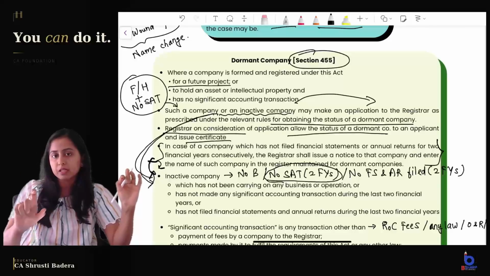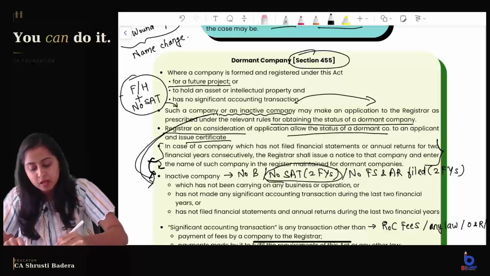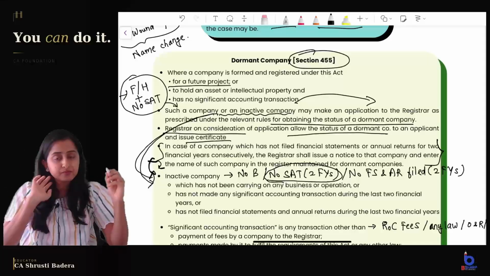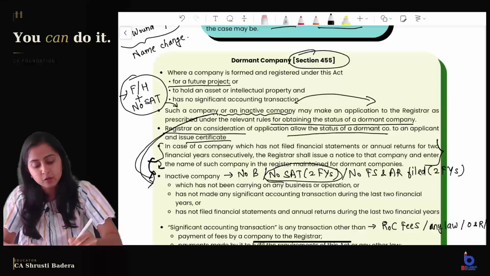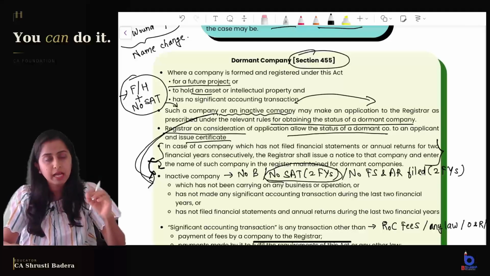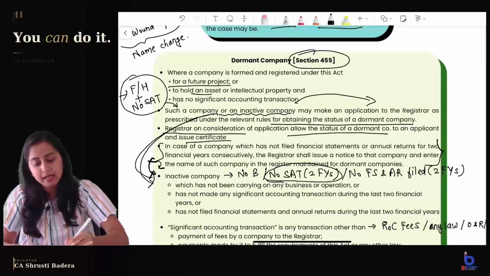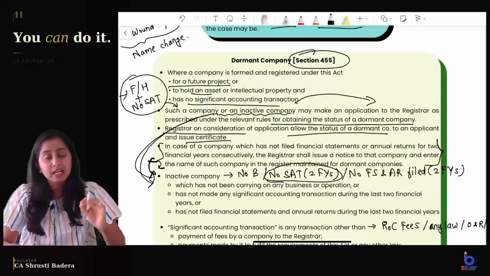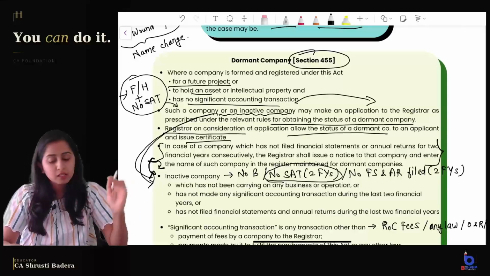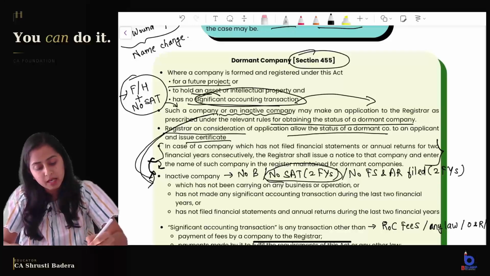So an inactive company, or the company which is formed for a future project or to hold an asset or intellectual property, and has no significant accounting transaction, it can make an application for being a dormant company. Now, significant accounting transaction is given here and also in the definition of inactive company.